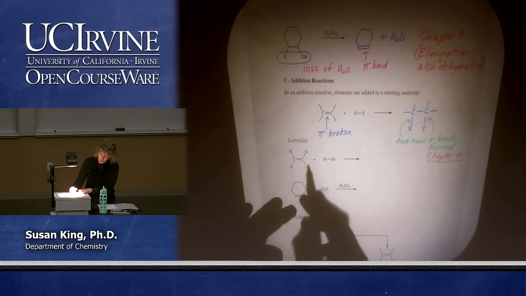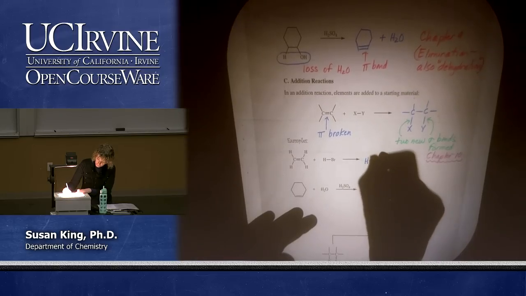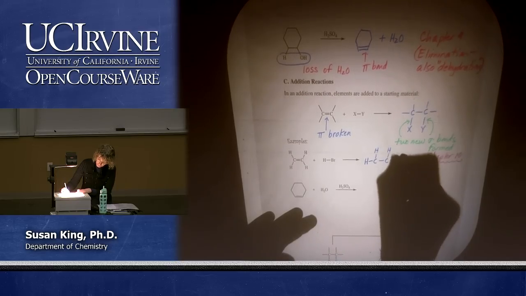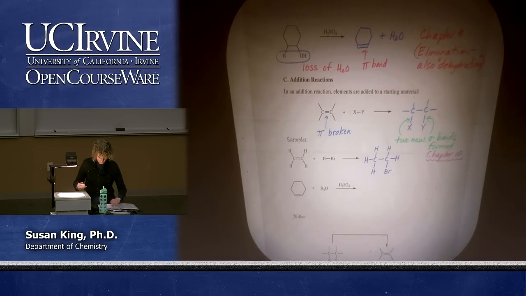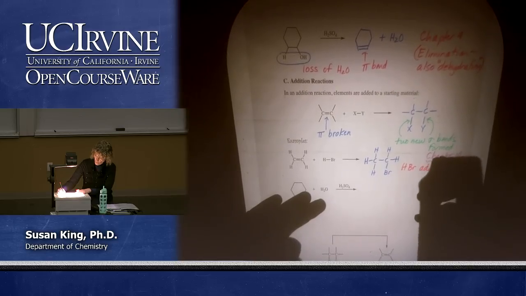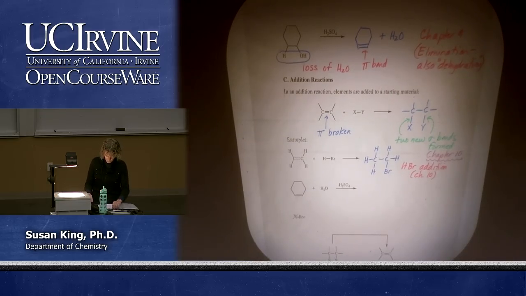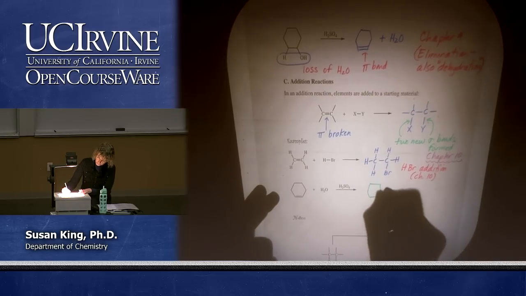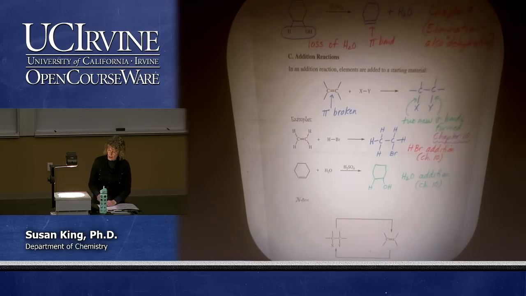So here's an example from chapter 10. We have an alkene plus HBr. And so your product looks like this. Hydrogen goes on one side, bromine goes on the other. So HBr addition. Again, chapter 10. We also can add water across the double bond if we use an acid catalyst, and so that would look like this. H2O addition, water addition. This also will be chapter 10. So right now, again, just learning reaction types.